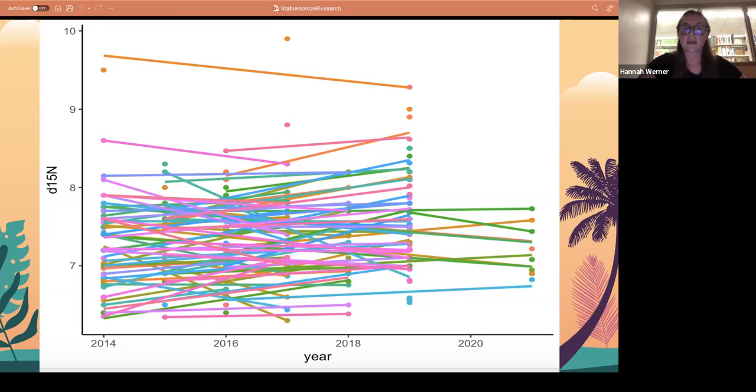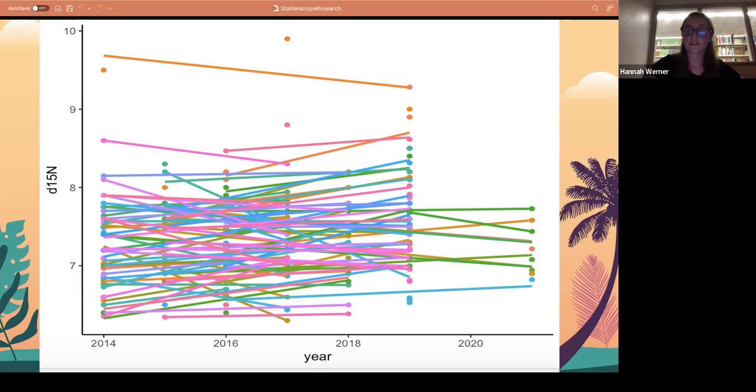So we have this as our delta nitrogen, which is the ratio of nitrogen-15 to nitrogen-14. Looking at this graph right here, this is our raw data. Each of these lines is an individual turtle, and as you can see, each individual turtle has its own slope and its own y-intercept. Looking at it, you can't really see a specific trend. You can't really make an inference from it. You can just see there's a bunch of chaotic lines.